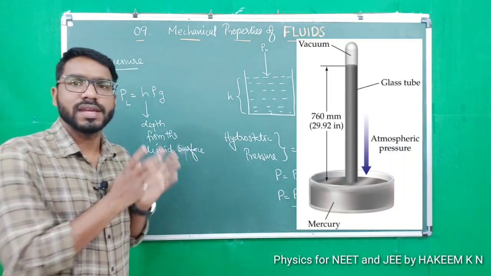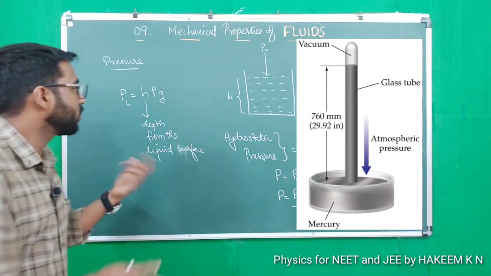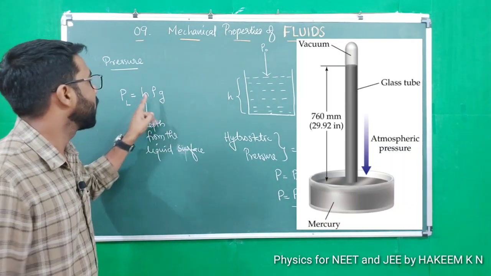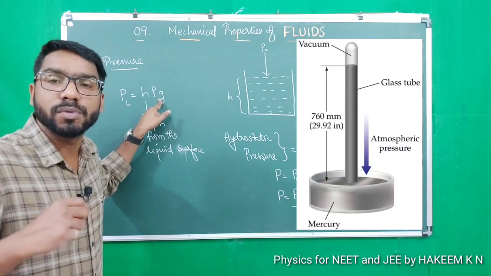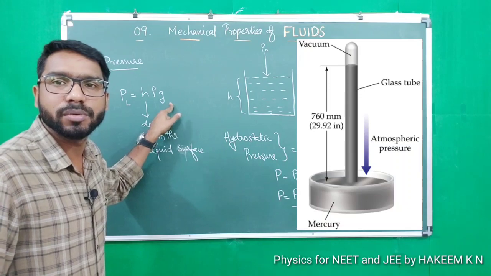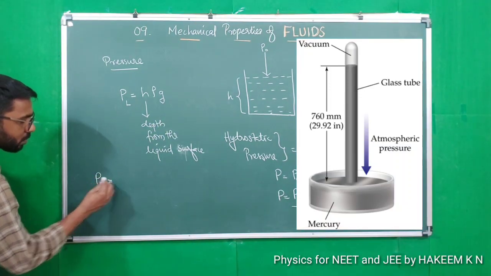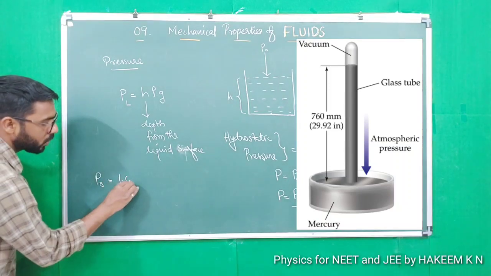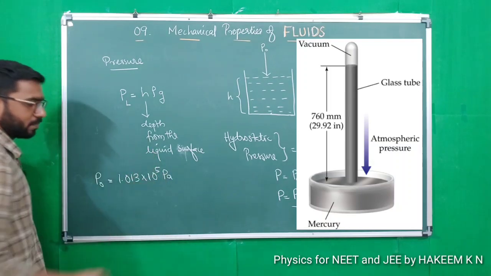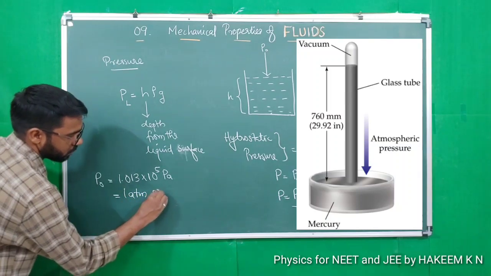So we can say, for atmospheric pressure, we can give the values: H is 76 centimeter or 76 into 10 power minus 2, the density of mercury rho is 13.6 into 10 raised to 3 kilogram per meter cube, and g is 9.8. We will get 1 atm, atmospheric pressure, equal to 1.013 into 10 power 5 Pascal.